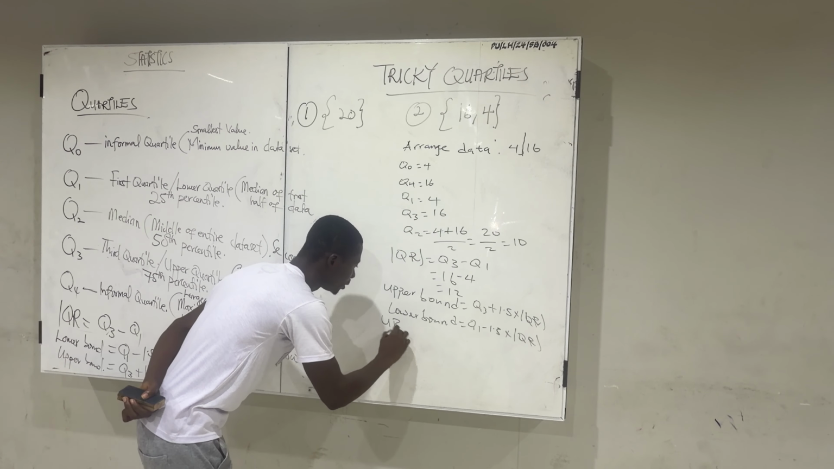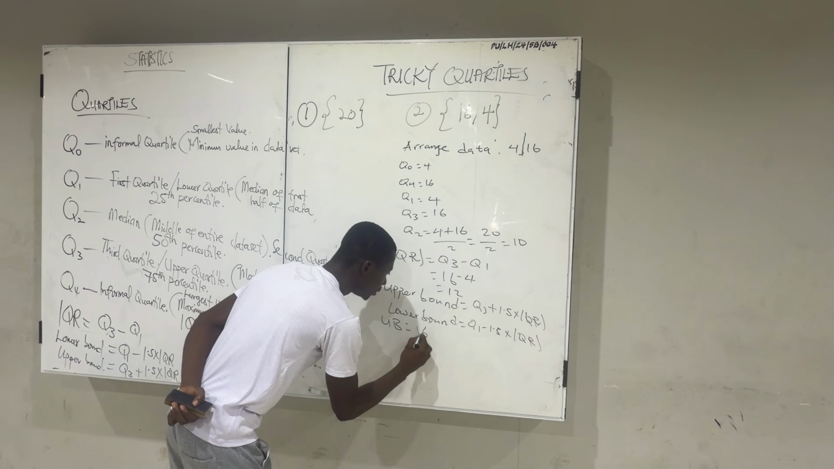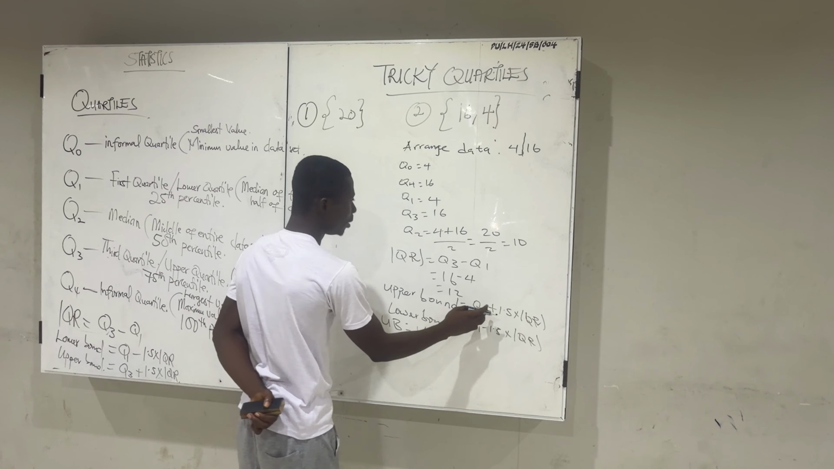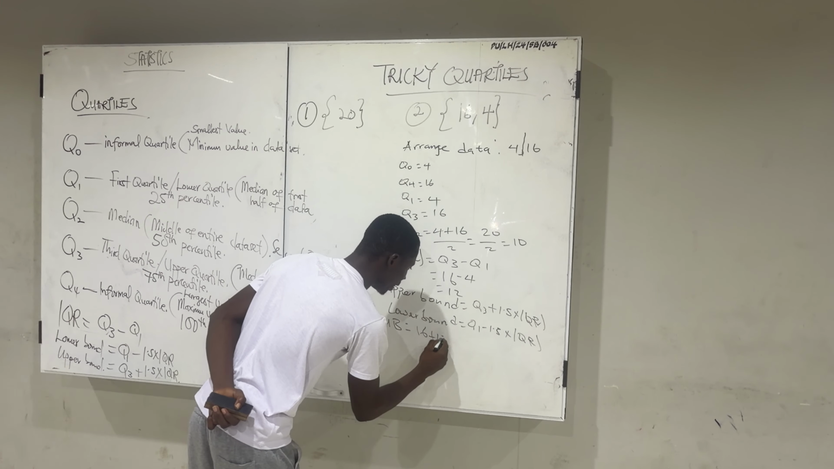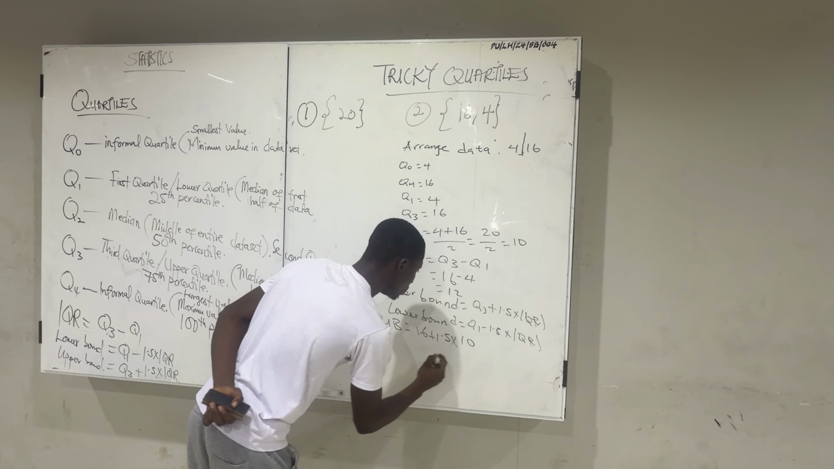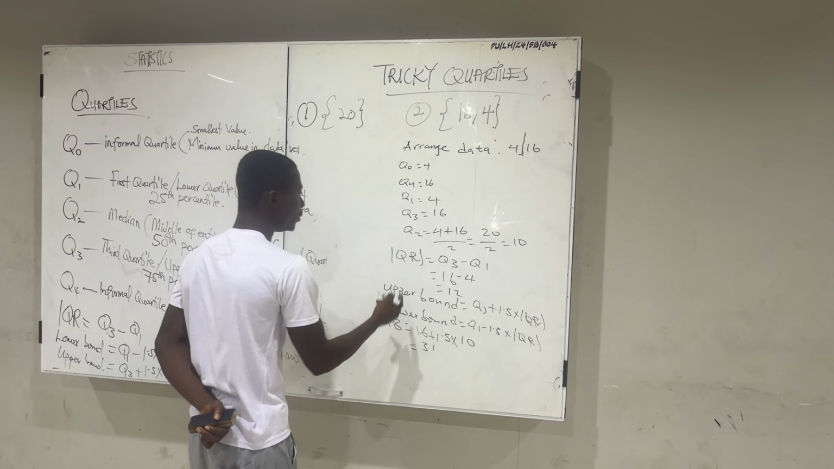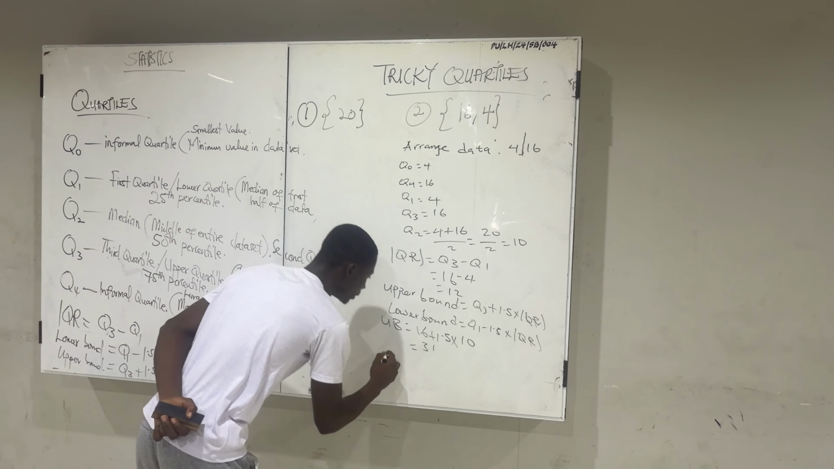So the upper bound, we know our Q3 to be 16. Then we add it to 1.5 multiplied by our interquartile range, which is 10. So now we get an answer of what? 31. Then let's go to the lower bound.